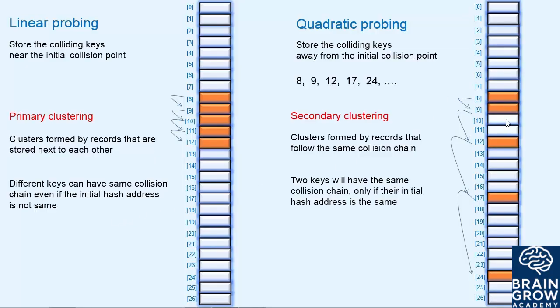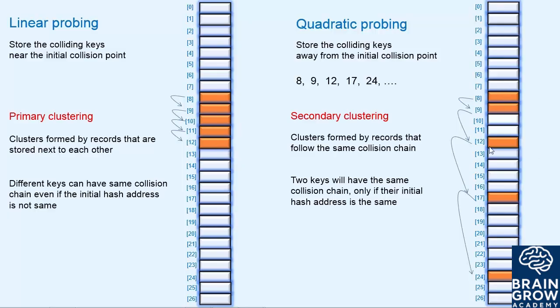For example, here only keys that are mapped to location 8 will follow this collision chain. Keys that are mapped to location 9, 12 or 17 will follow some other collision chain. So only keys that are mapped to location 8 will be added to this cluster. Now here, keys mapped to these locations 8, 9, 10 or 11 are following the same collision chain. So the chances of this cluster getting bigger are more, since any key mapped to any location inside this cluster will be added to the cluster.